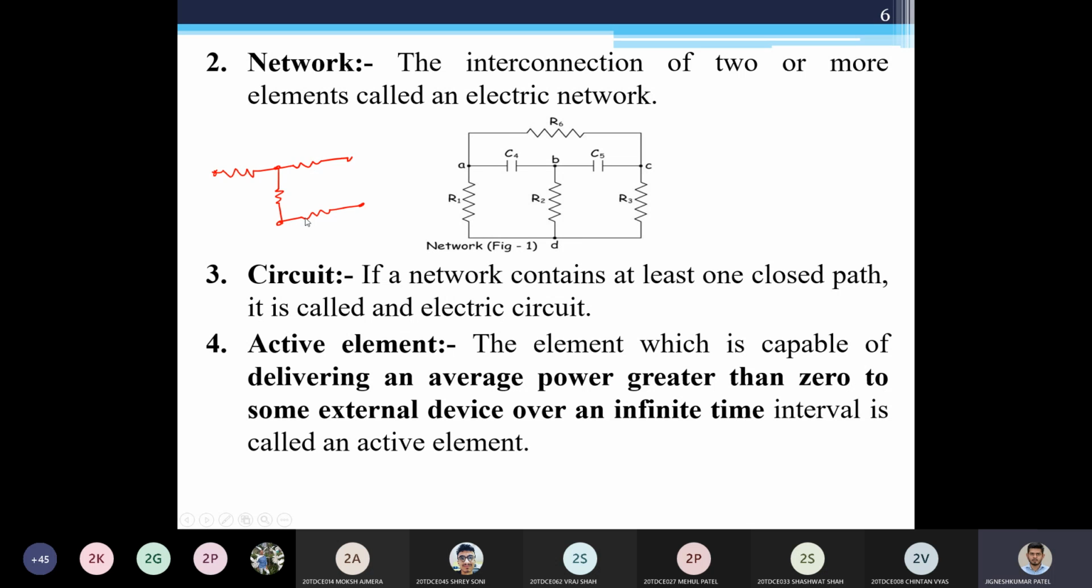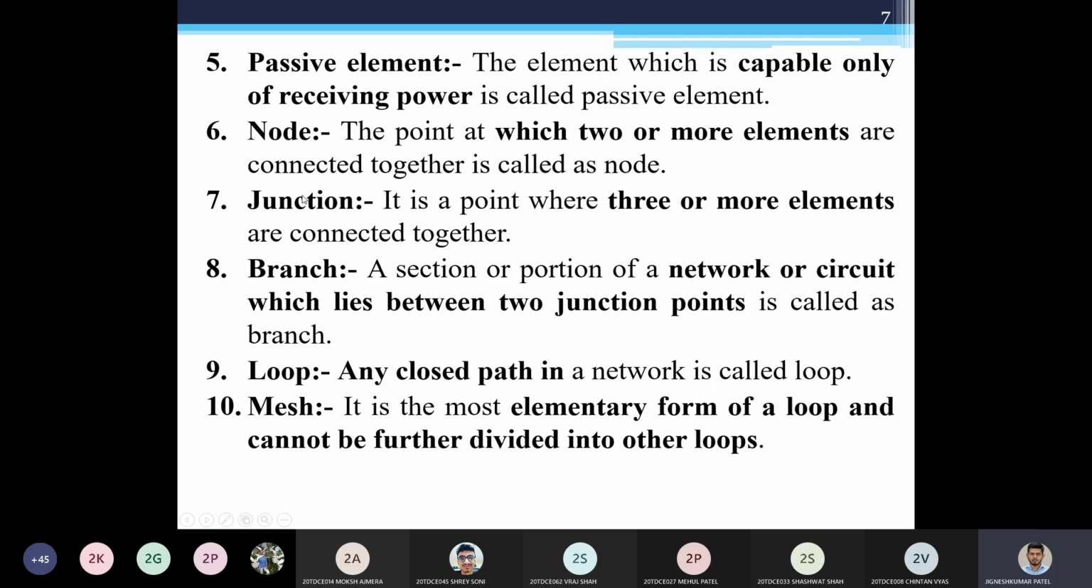So this is a junction, but this is a node. Why? Because here only two elements are there. I cannot say this is a junction; I can say this is a node. Here there are three elements, so I can say this is a junction. Then a branch: a section or portion of a network or circuit which lies between two junction points, or you can say two nodes rather, not junctions. Two nodes is called a branch.